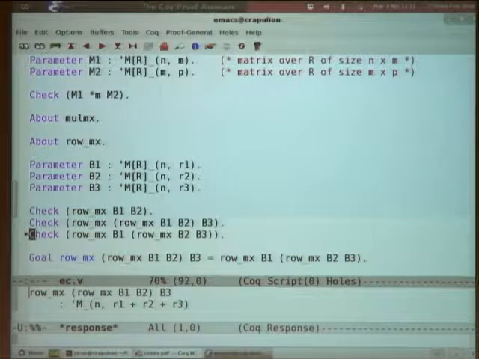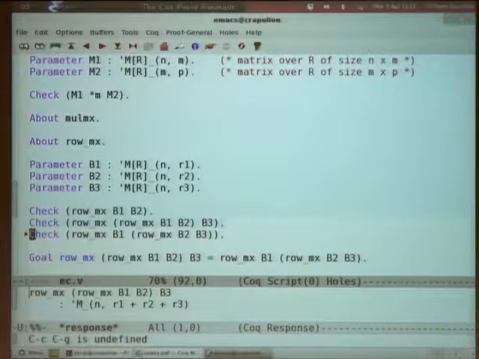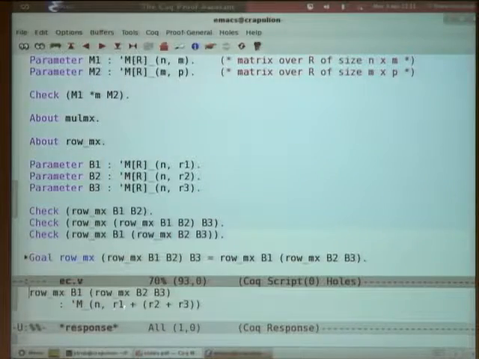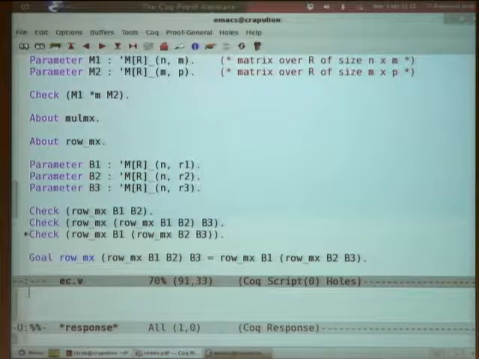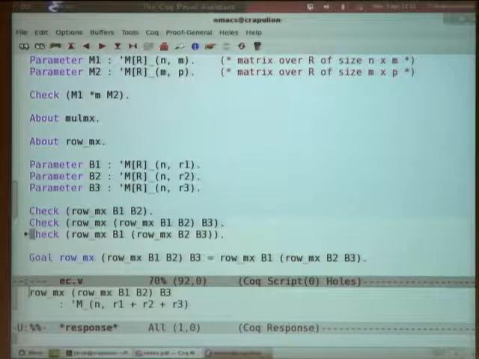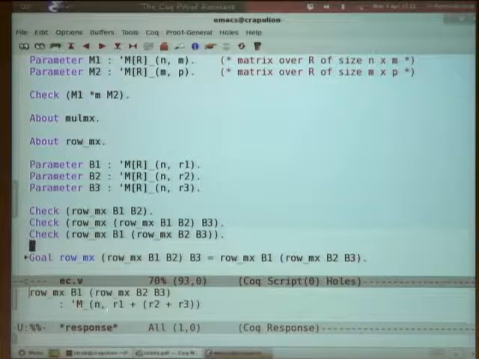And what is interesting is that if I compute this matrix, the number of columns is r1 plus r2 plus r3. But if I do some associativity, meaning gluing b1 with b2 and b3, then now the size is r1 plus r2 plus r3. And so the number of columns is equal. I can prove that this number is equal to that number.